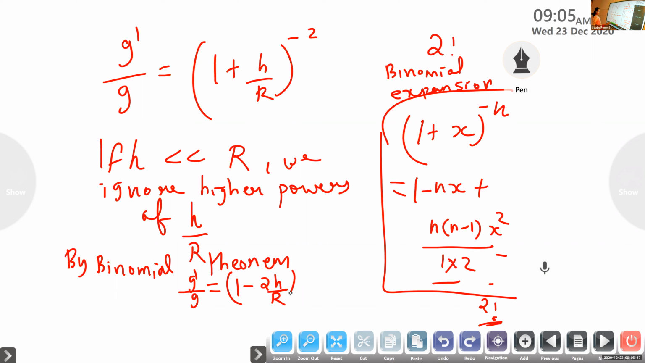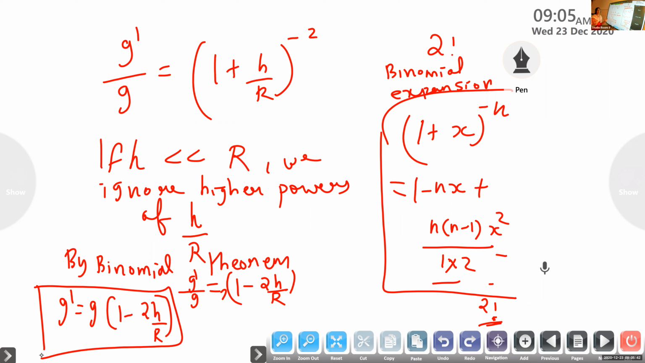Now the next step means cross multiply. We have to find out g dash. Our aim is finding out g dash. So if you cross multiply with g, you are going to get g dash is equal to g into 1 minus 2h by r. So this is the equation for acceleration due to gravity of an object above the surface of the earth.